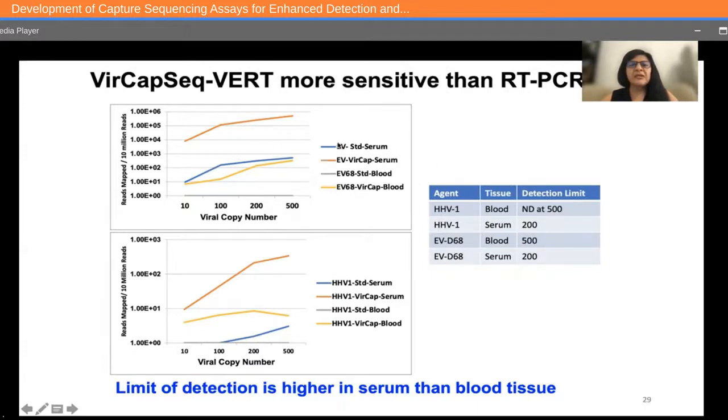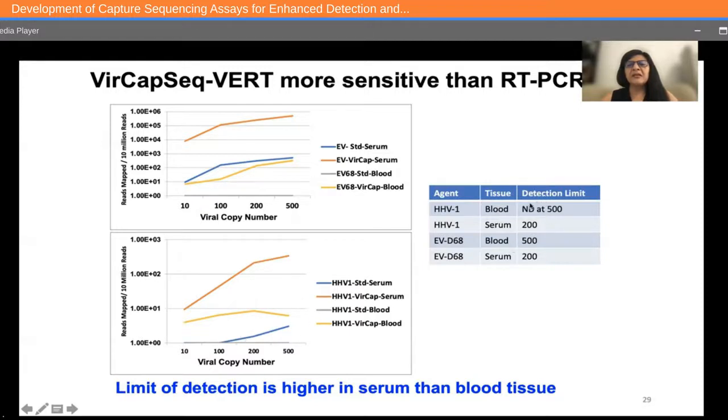So here we can see the enterovirus, basically using the standard conventional method and also using Vircap-seq. And here we can see that the serum in the Vircap-seq is performing much better than the standard serum. And also the Vircap-seq blood is performing much better than the standard blood. And overall serum is performing better than blood, and similar for HHV1.